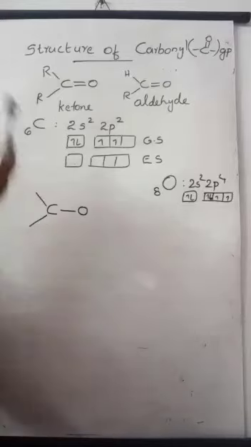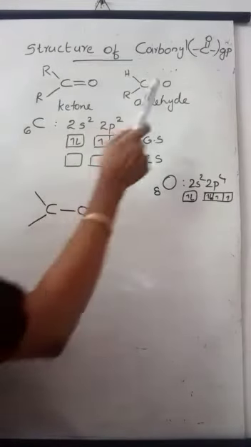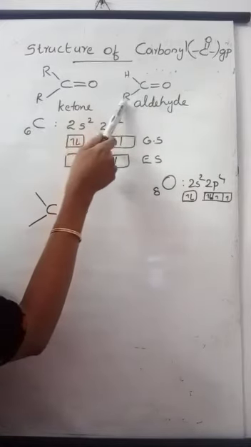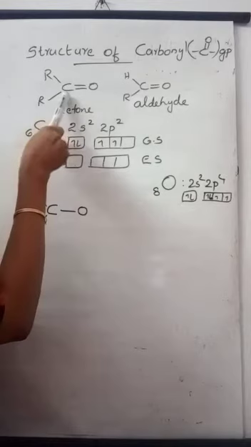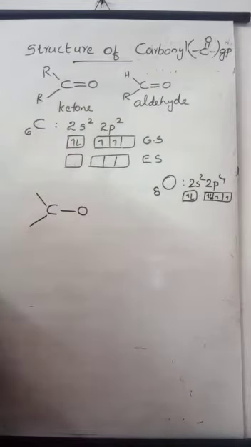Children, let us study the structure of carbonyl group. Carbonyl group, we know that C double bond O. In aldehyde, the carbonyl carbon atom is bonded to a hydrogen and an alkyl group. In ketone, carbonyl carbon is bonded to two alkyl groups.